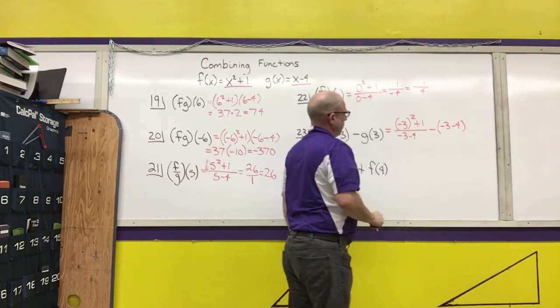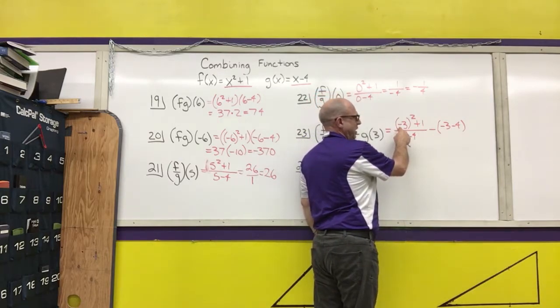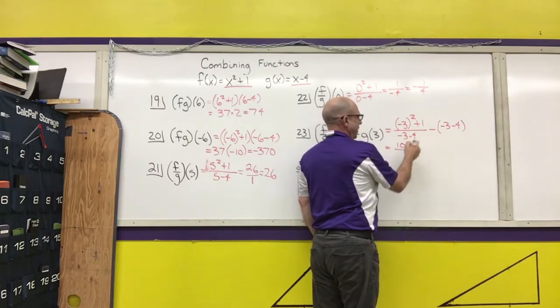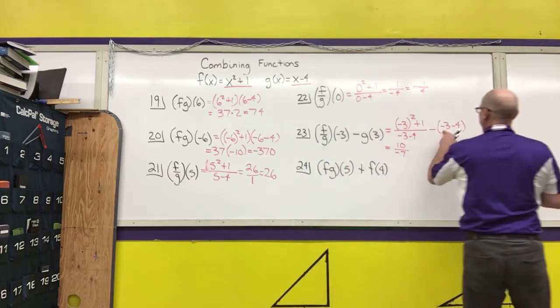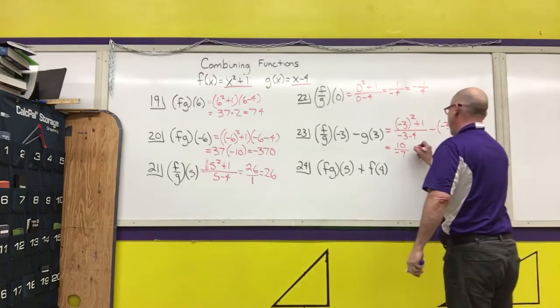Now we're just going to follow the order of operations. Negative 3 squared is positive 9. 9 plus 1 is 10. Negative 3 minus 4 is negative 7. Negative 3 minus 4 is negative 7, times a negative is a positive 7.